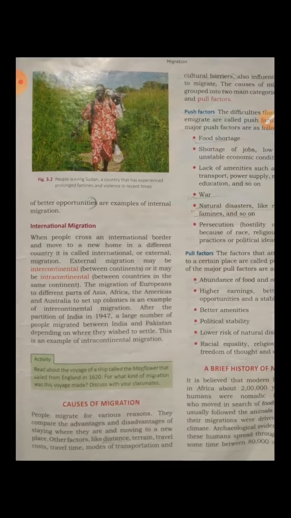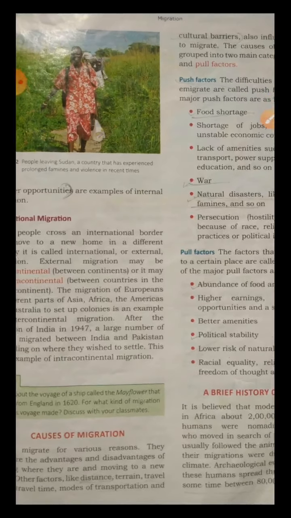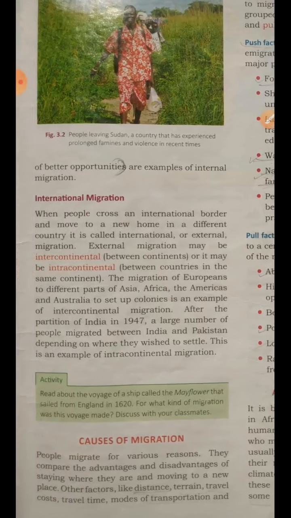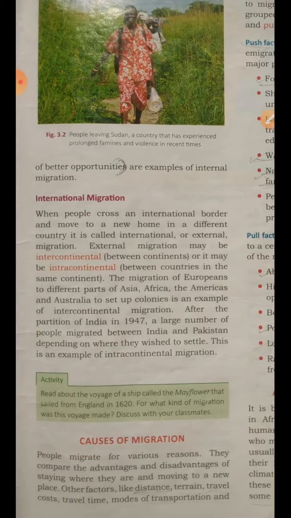We have next heading with us, causes of migration. So there is an activity also here. Read about the voyage of the ship Mayflower, which sailed from England in 1620. What kind of migration was that voyage?